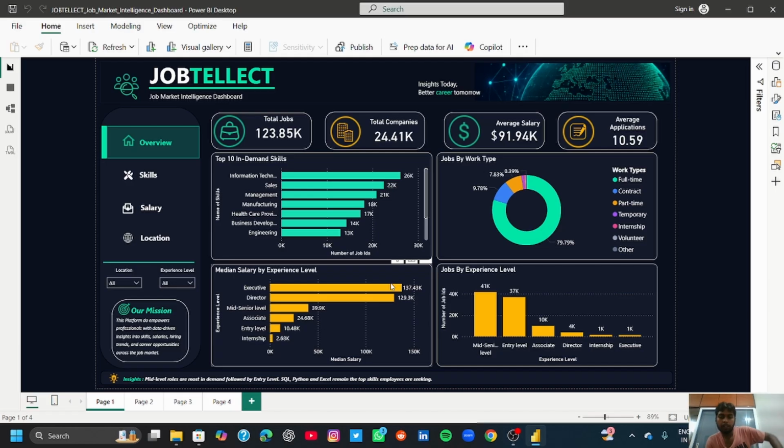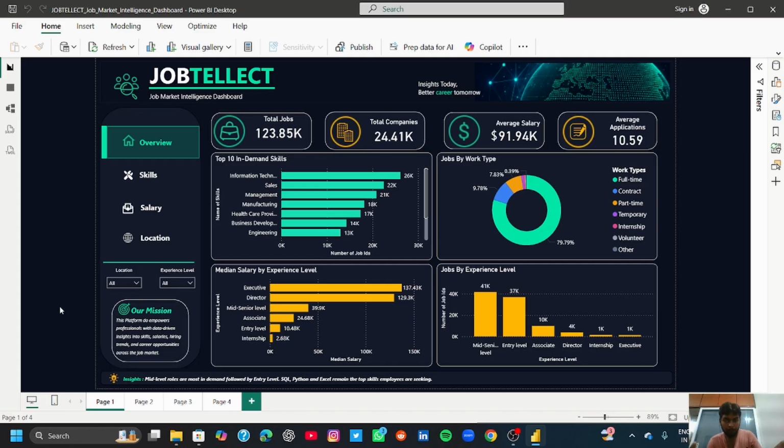The job experience level matters here because we can see the mid-senior level is dominant with 41K here, and entry level at 37K, followed by associate, director, internship, and executive. Here we have the slicers of the location, where various locations across the world are seen, and also the experience level we can see here.